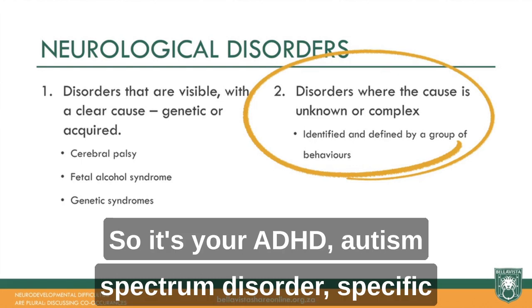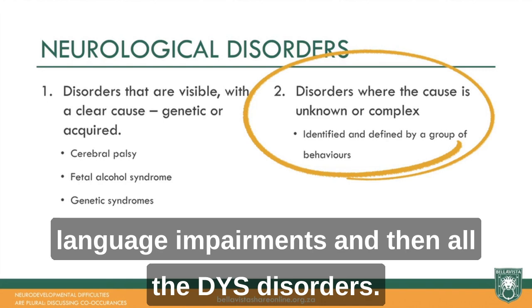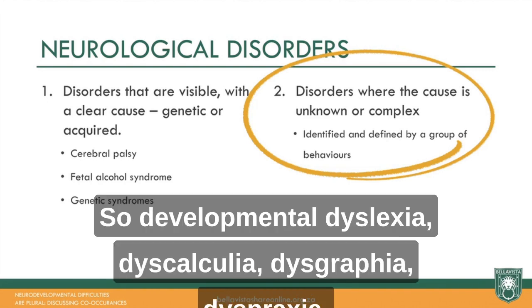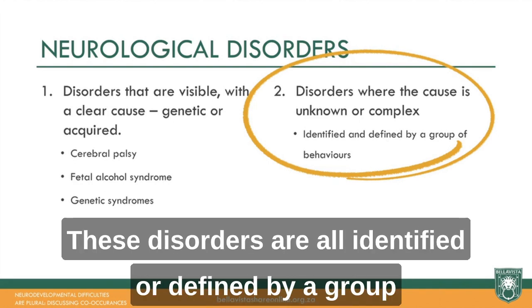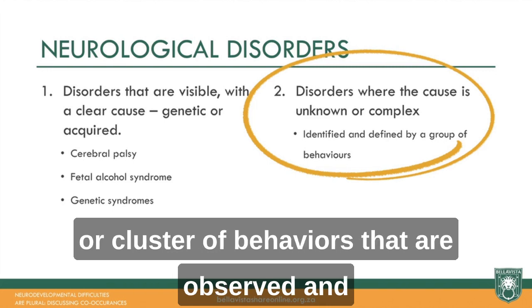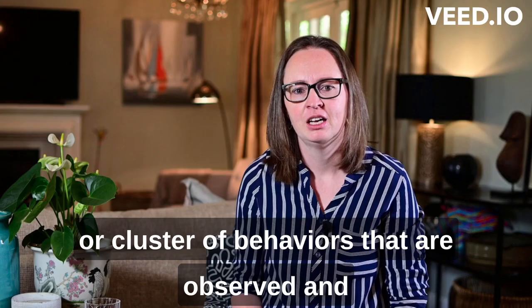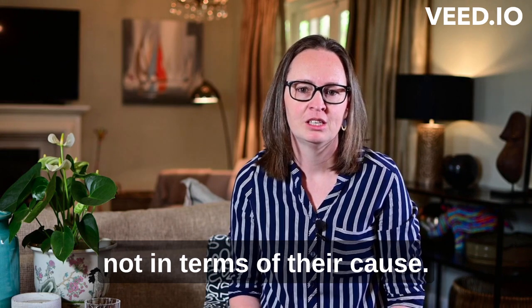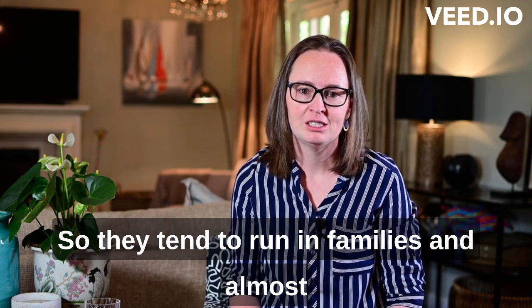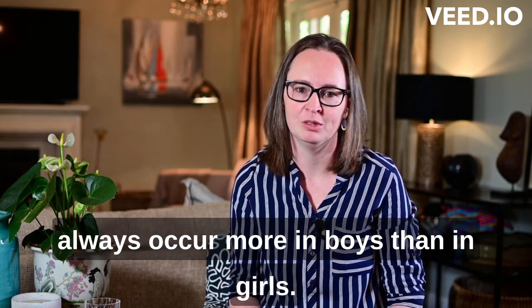So it's your ADHD, autism spectrum disorder, specific language impairments, and then all the learning disorders. So developmental dyslexia, dyscalculia, dysgraphia, dyspraxia. These disorders are all identified or defined by a group or cluster of behaviors that are observed, and not in terms of their cause. So they tend to run in families and almost always occur more in boys than in girls.